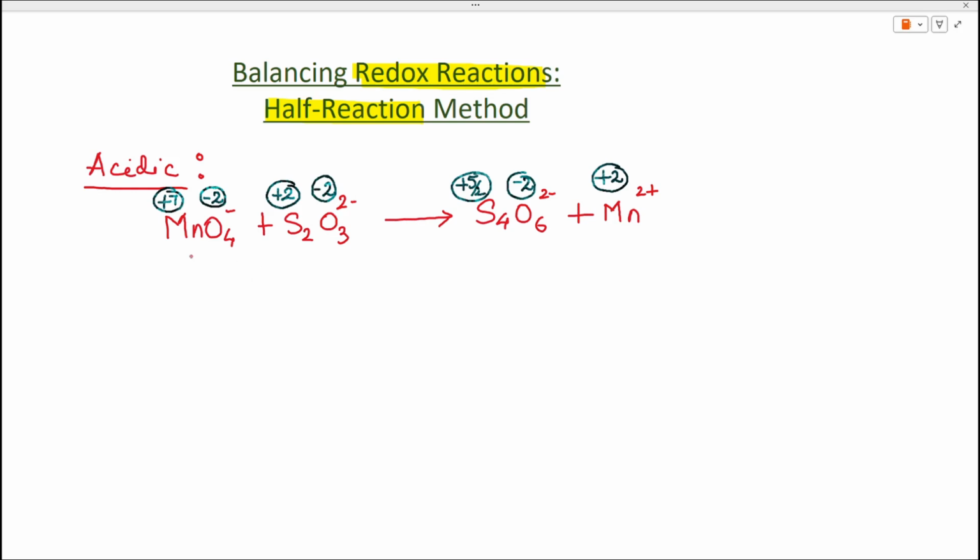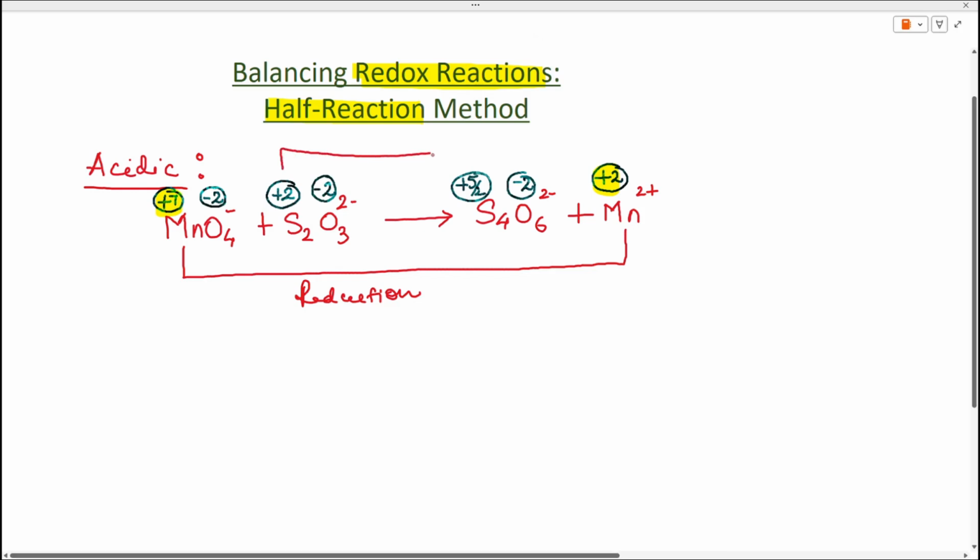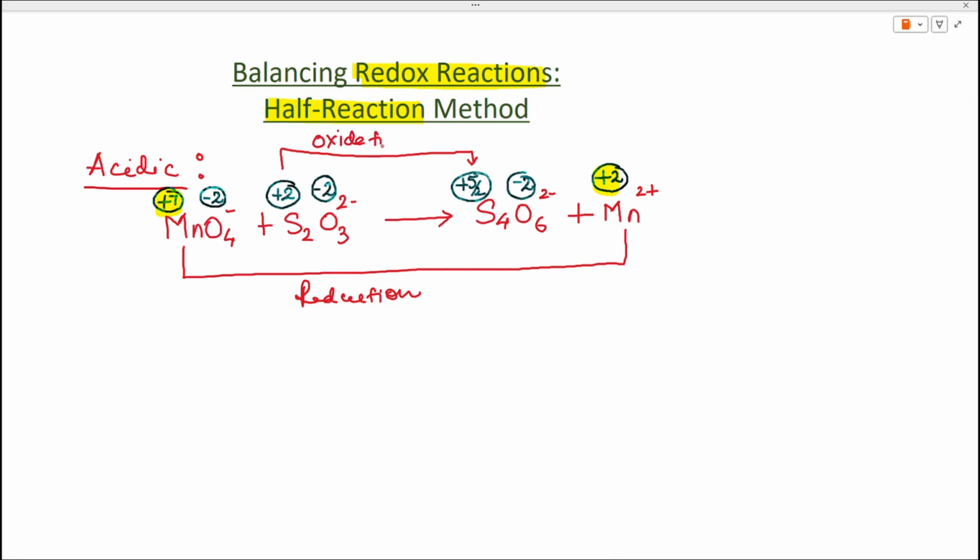Now, what we'll first do is we'll see where the oxidation and where the reduction is taking place. From this manganese to the manganese ion over here, the oxidation number is decreasing. It's going from +7 to +2, so it is a reduction taking place. And for sulfur, it is going from 2 to 2.5, so it is increasing, and hence this process is oxidation taking place. Now we are going to break down the reaction into two half reactions.